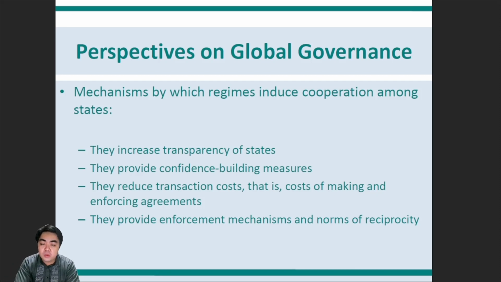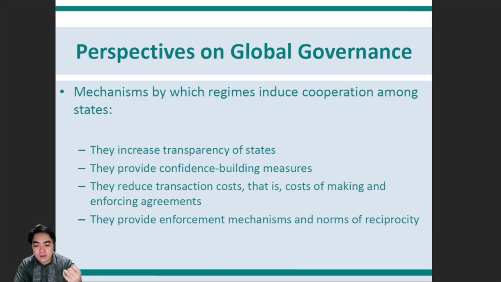Then eventually, because regimes are common frameworks, they reduce transaction costs, and it makes transactions easier among states in particular. For the sake of levity again, we can call them discounts, or let's say customer confidence, if that's how we view states.